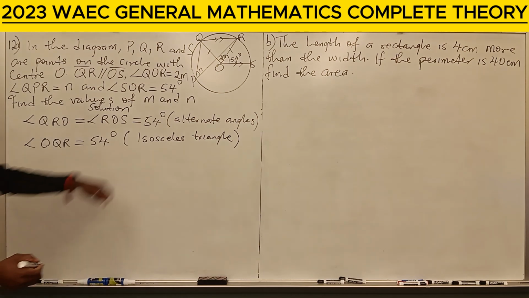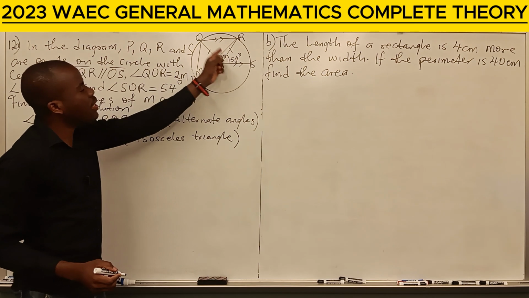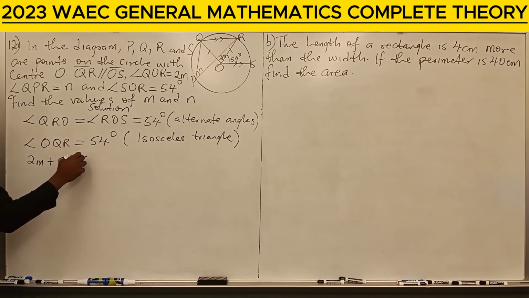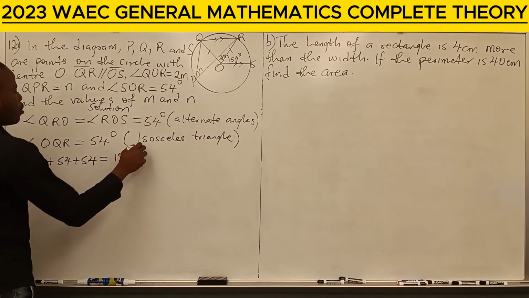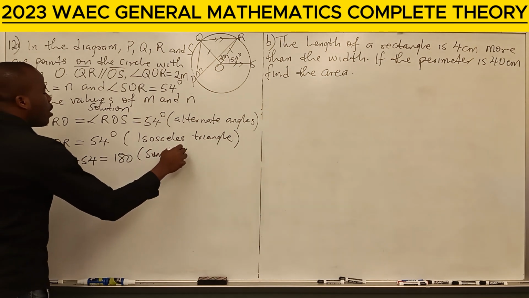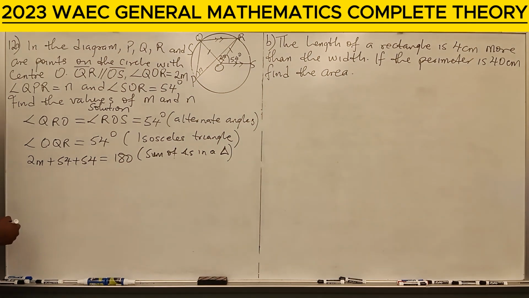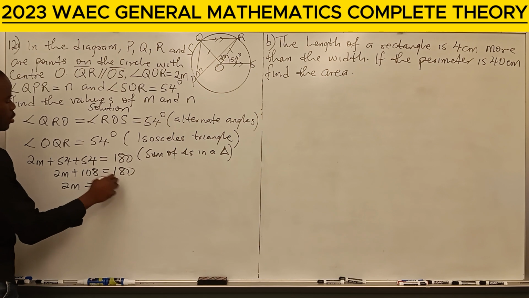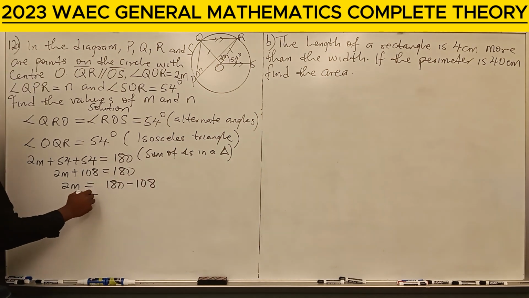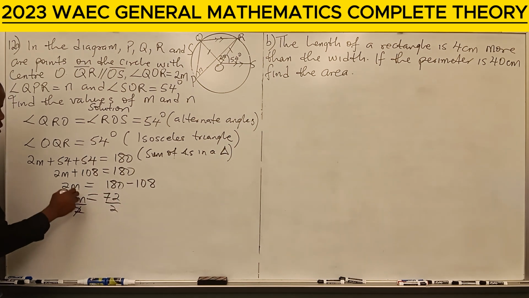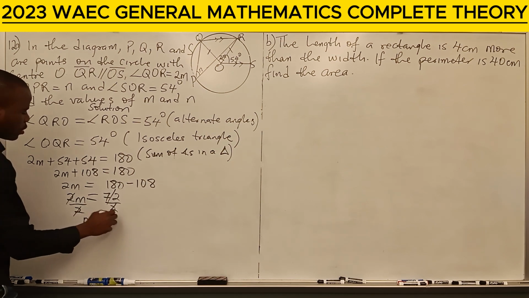So since we have gotten that here is 54 and here is 54, to get M, we know that 2M plus 54 plus 54 equals 180. This is the sum of angles in a triangle. 54 plus 54 is 108, so 2M plus 108 equals 180. 2M equals 180 minus 108. 2M equals 72. Divide both sides by 2. M will be 36.